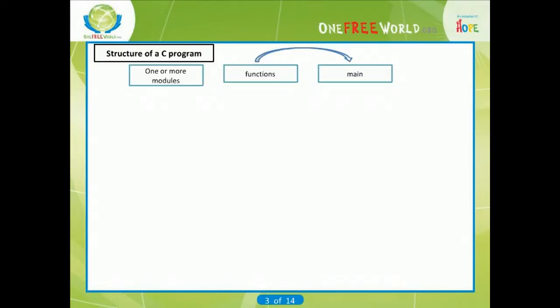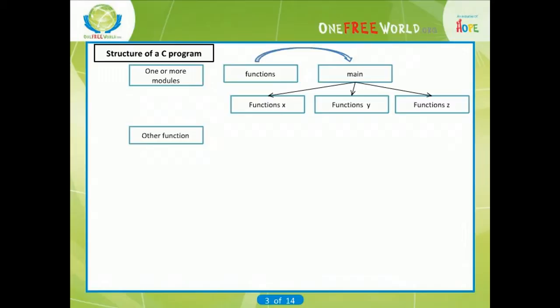Now, we will see the structure of a C program. Every C program consists of one or more modules called functions. One of the functions must be called main. The program will always begin by executing the main function, which may access other functions. Any other function definitions must be defined separately, either ahead of or after main.